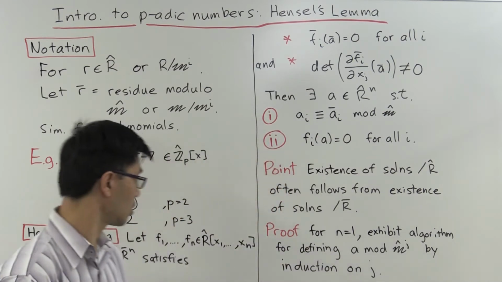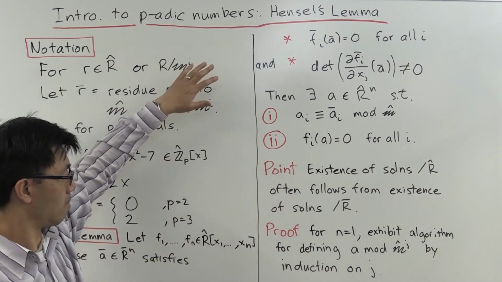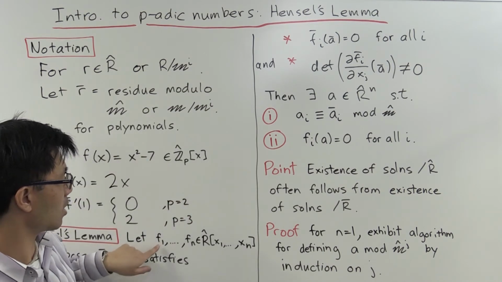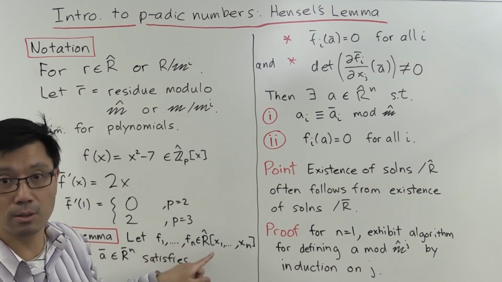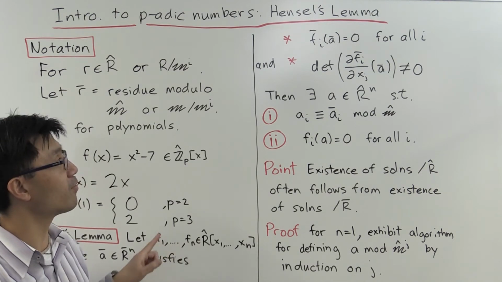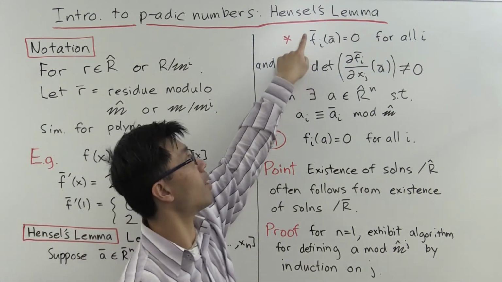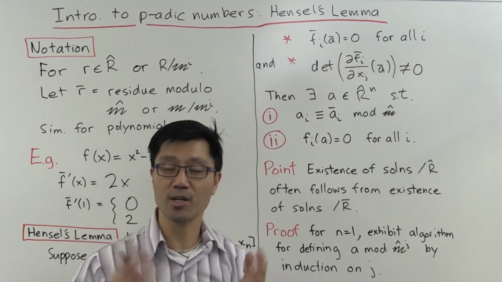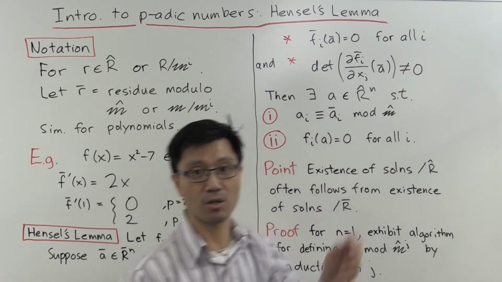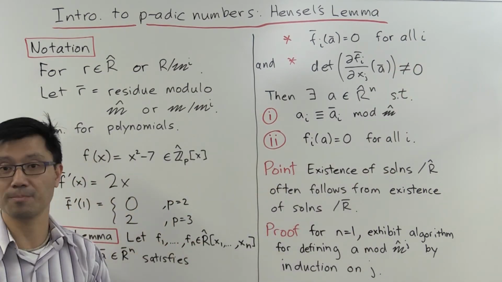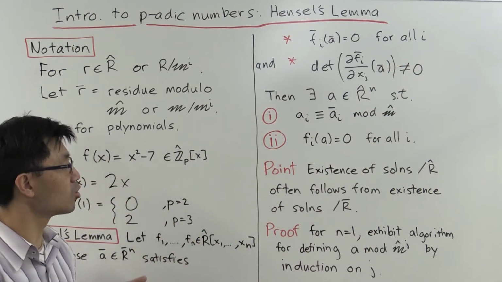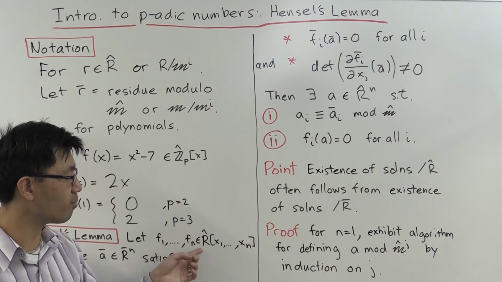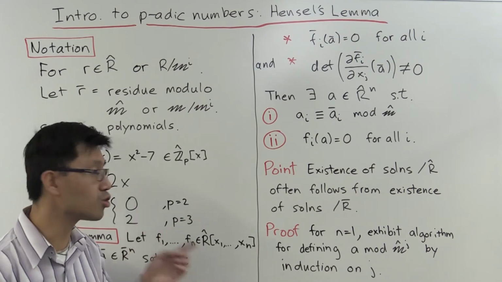What does it mean to be a solution modulo the maximal ideal, or rather 0 modulo the maximal ideal? That means that when you look at each of these polynomials and you reduce all the coefficients modulo the maximal ideal to get f_i bar, and you substitute a bar into that, you get 0. And that should hold for every i, so for these n polynomials here. So basically you have a solution modulo the maximal ideal, which in the case where this is the ring of p-adic integers, is just a solution modulo p.